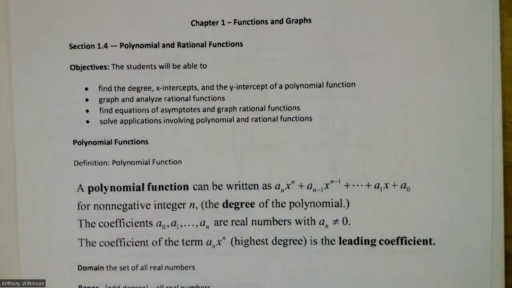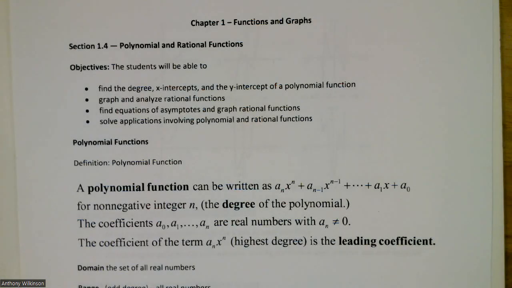All right, in this video, we're going to talk about section 1.4 dealing with polynomial and rational functions. We'll look at how to find the degree, the x-intercepts, and the y-intercept of a polynomial function. We'll graph and analyze rational functions. Also, we're going to find equations of asymptotes and graph rational functions. And we're going to solve applications involving polynomial and rational functions.